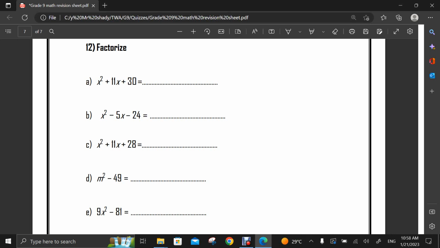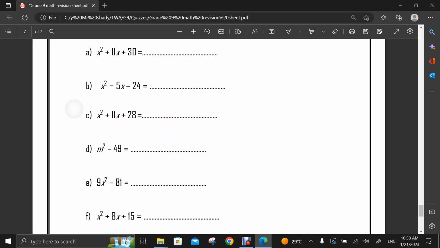Let's continue solving this revision sheet. Number 12, factorize letter A, x power 2 plus 11x plus 30. How to factorize a trinomial of second degree like this, x power 2 plus 11x plus 30? You are going to do it like that. Two brackets.